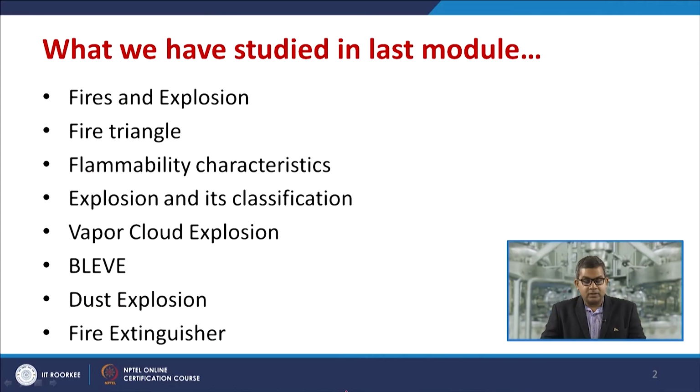We have discussed fire and explosion, and the anatomy of a fire triangle. We have discussed the various flammability characteristics like LFL and UFL. We have classified the explosion along with its definition, discussed vapor cloud explosion, BLEVE, dust explosion, and in the last module we discussed the different classes of fire along with 3 different types of fire extinguishers.